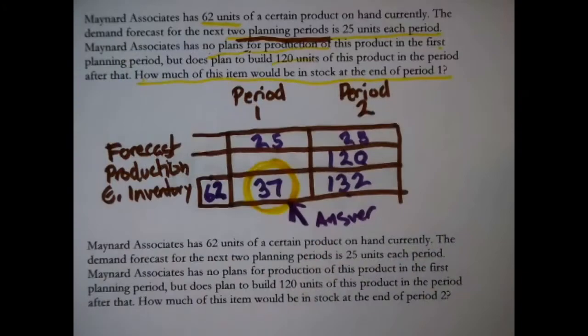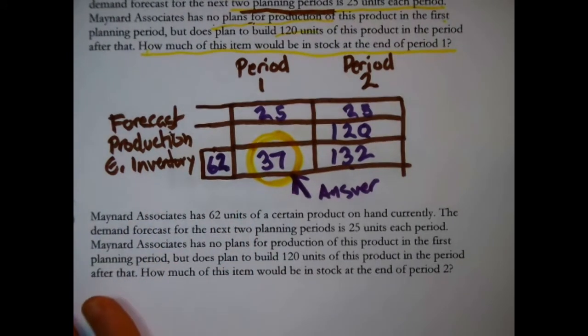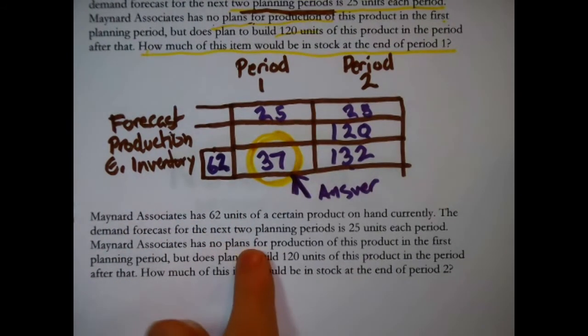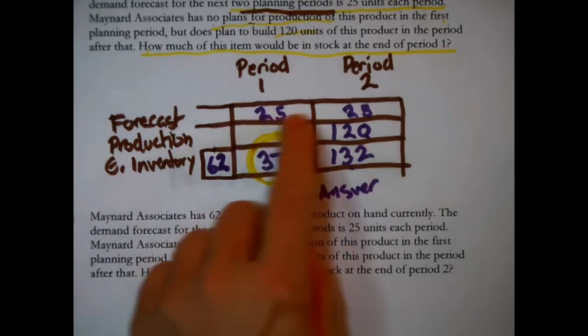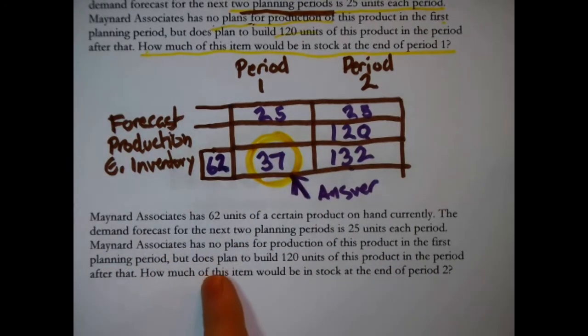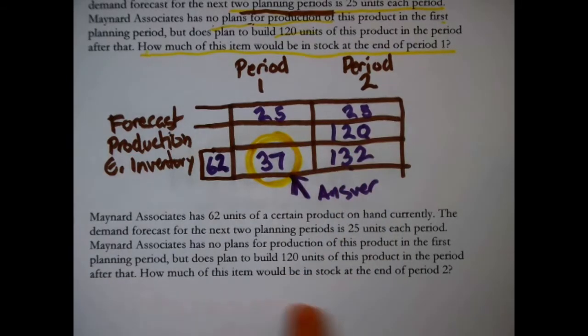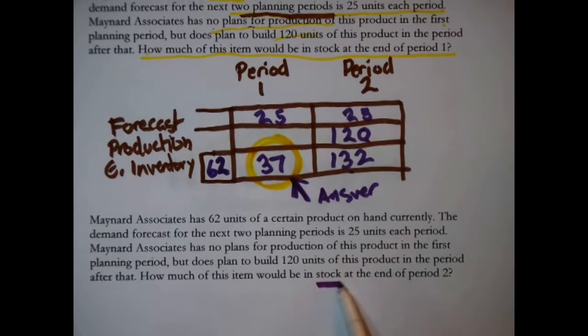Maynard Associates has 62 units in stock. Wait a minute, that's that right there, right? The demand forecast for the next 2 planning periods is 25 each period. That's that right there. They have no plans for production this first period. That's a blank. Yeah, this is the same situation. And they plan to build 120. That's there. How much of this item would be in stock at the end of period 2?